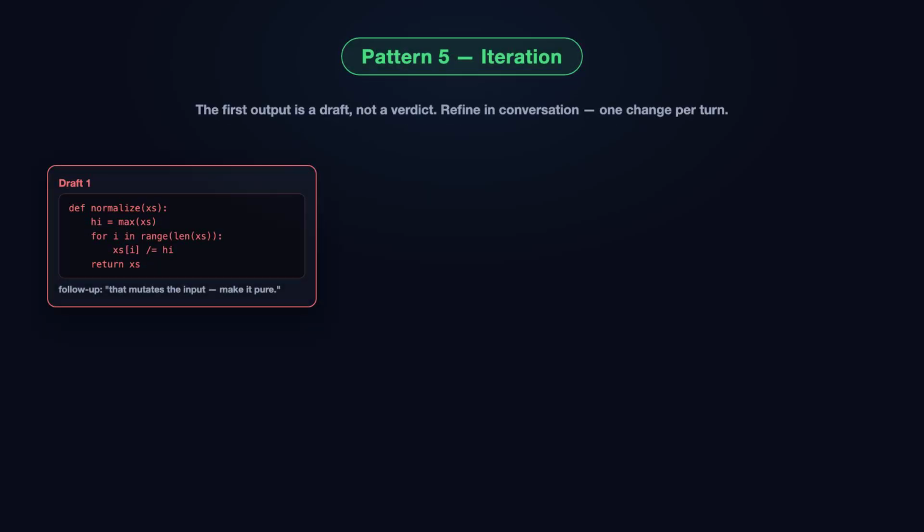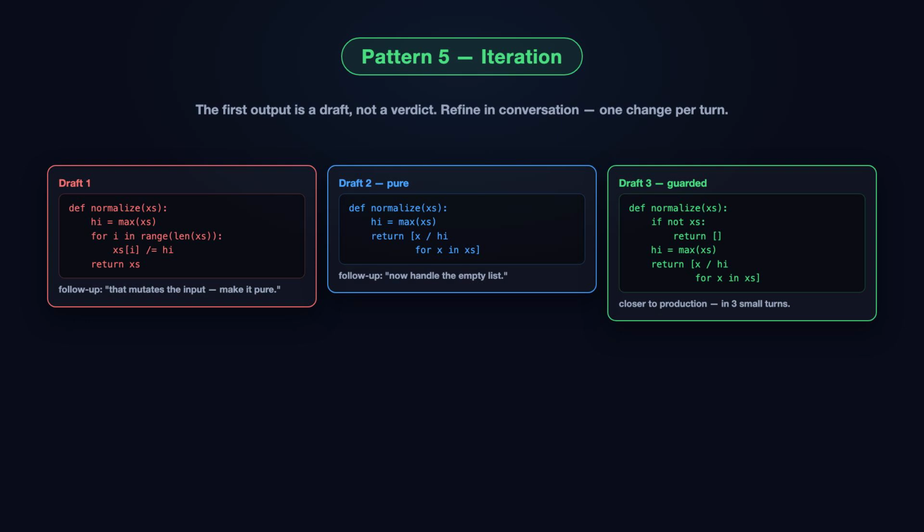Pattern 5, Iteration. Here's the mindset shift that separates people who fight the model from people who work with it. The first output is a draft, not a verdict. You don't scrap your prompt and start over, you refine, in conversation, with small targeted follow-ups.